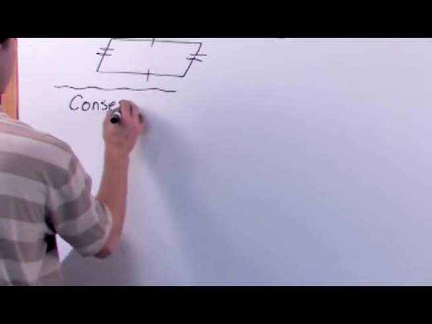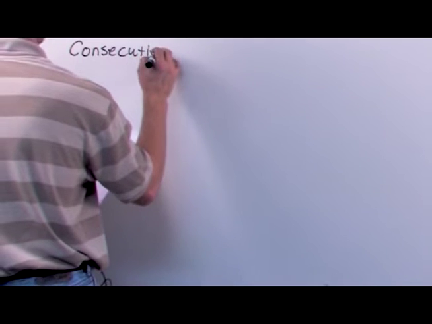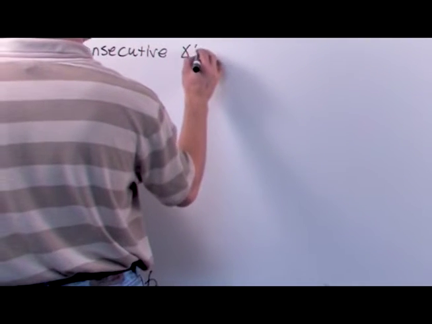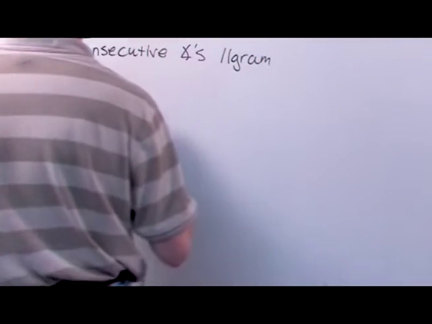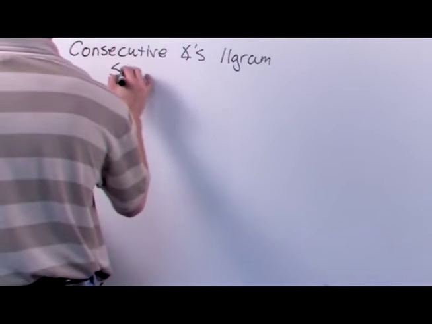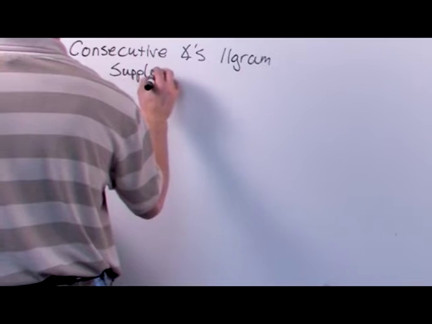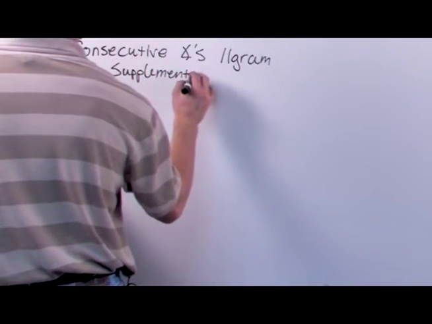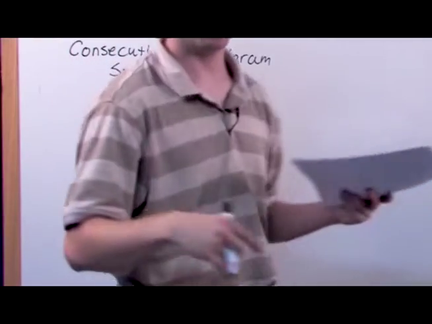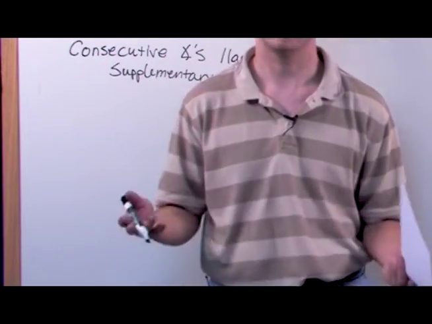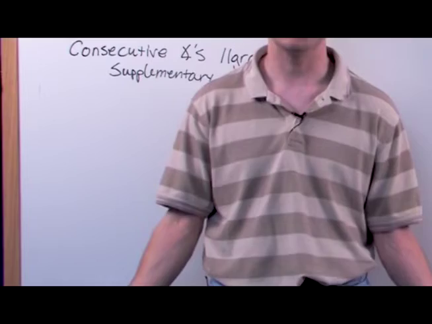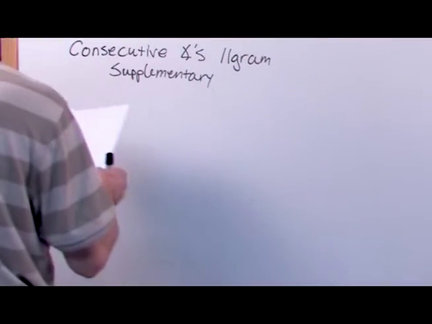Consecutive angles in a parallelogram are supplementary. Okay, what does supplementary mean again? Way back at the beginning of the class we talked about that. Supplementary angles are just angles that add up to 180 degrees. Okay, and let's look at that.